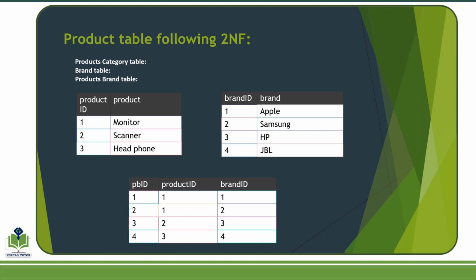In the second table, for brand ID, of course we have four values: 1, 2, 3 and 4. So we have to create the relationship between these two tables, product and brand, since we have split the table into multiple tables, that is the products brand table. Here we have three fields: product brand ID, product ID and brand ID. So here it gives the relationship between the product and the brand. So now the tables are in second normal form.